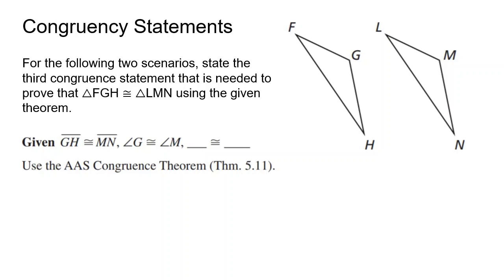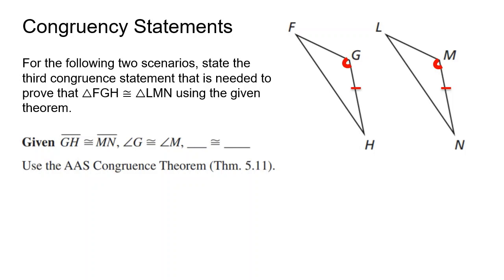So here we have triangle FGH is congruent to triangle LMN, and we're given a couple of statements that we know to be true. We're told that GH, that side, and MN, the right-hand side of the other triangle, are congruent. We also know that angle G and angle M are congruent. And we have to have one other piece of information here, because if we're going to prove that two triangles are congruent, we have to have at least 3 pieces of information.